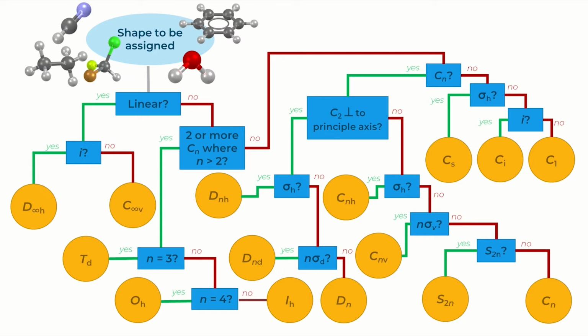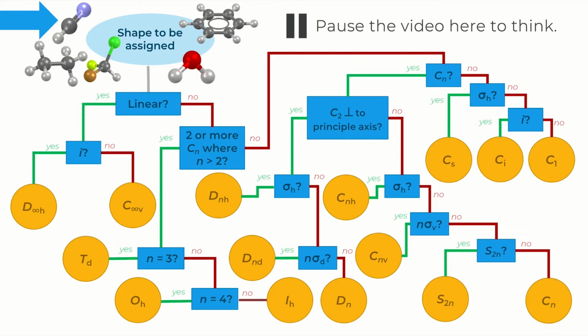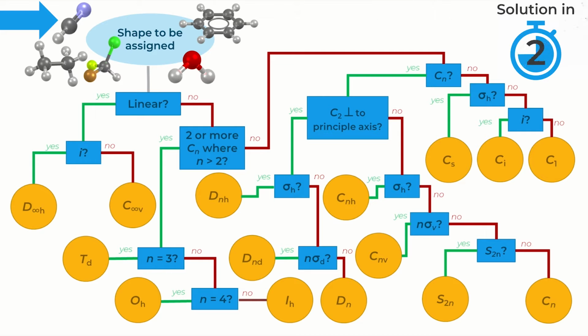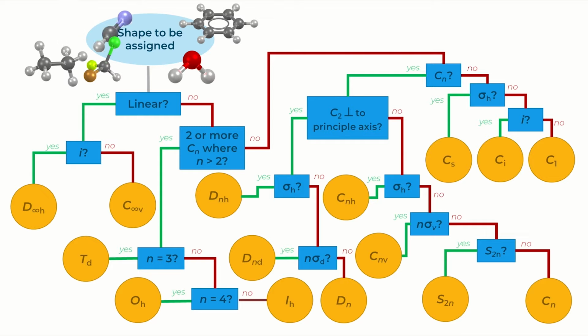Let's have a go with some of the molecules we've seen this far. Pause the video before each example to have a go at deciding the point group for yourself. First, we'll look at hydrogen cyanide. It is linear, but it doesn't have a centre of symmetry, making it C infinity V. Next, let's do water.